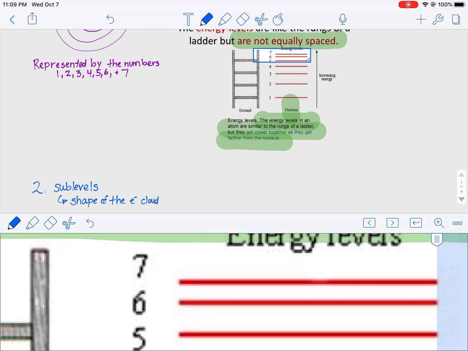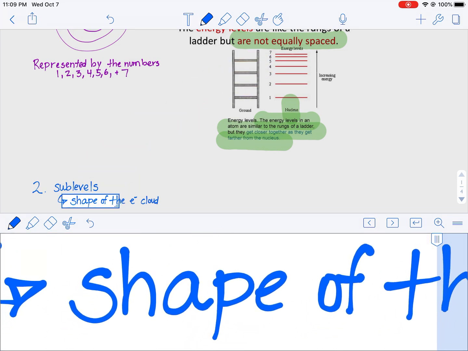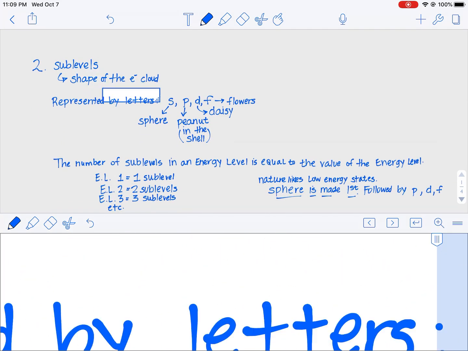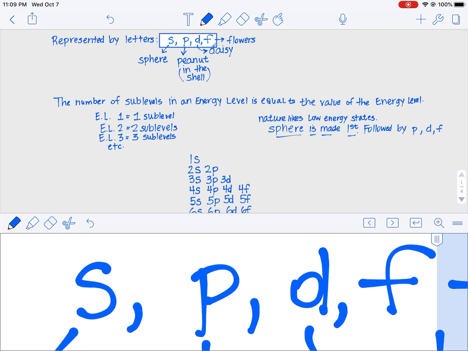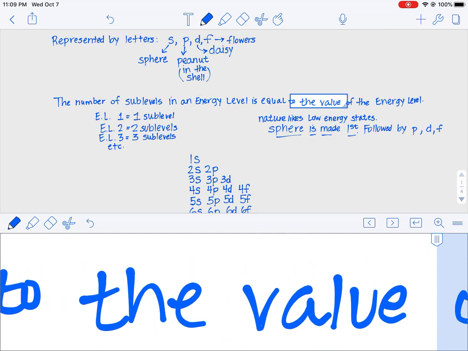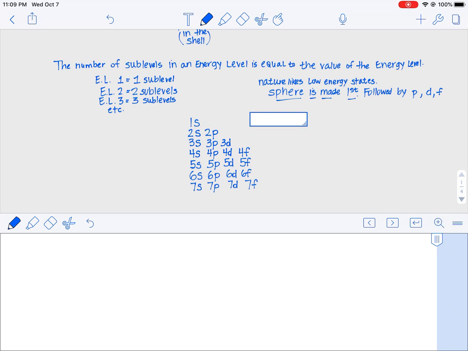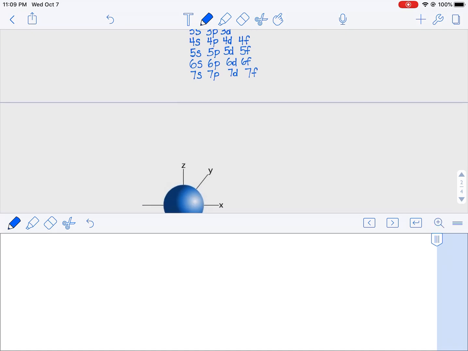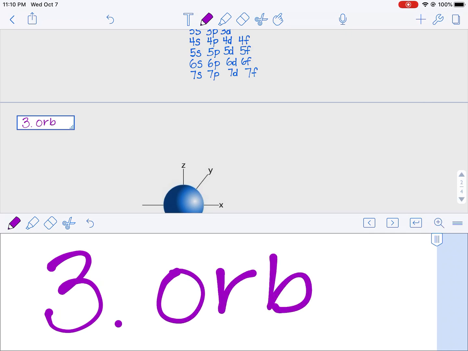Now remember, we're talking about clouds. So the clouds themselves are going to have a shape to them, and that shape is called a sublevel. There are 4 sublevels, S, P, D, and F, and the number of sublevels in an energy level is equal to the value of the energy level. Now these shapes of the clouds, again, it's a 2-dimensional concept on paper here, but we are talking about a 3-dimensional universe in which we live. So these clouds or these shapes or these sublevels can be arranged in 3-dimensional space in a variety of ways. The number of ways that they're able to be arranged is the 3rd part of Schrödinger's description about where we'll find an electron in the electron cloud. They are called orbitals.